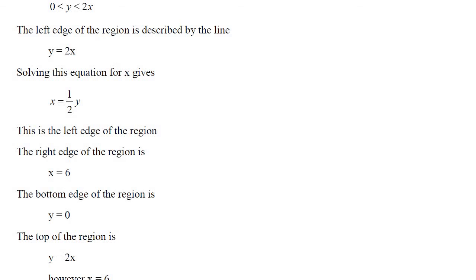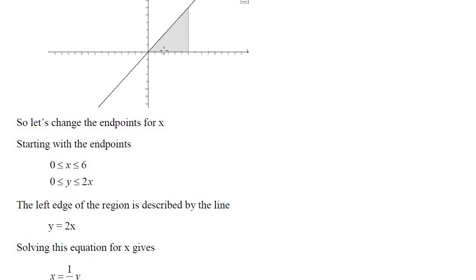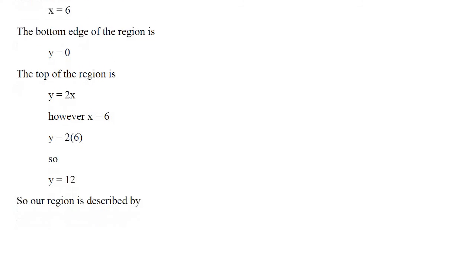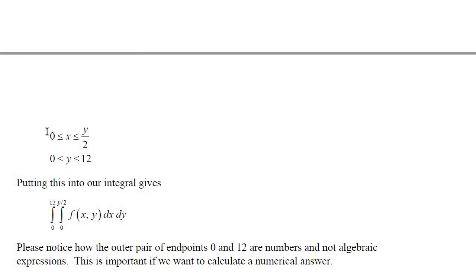So now let's take a look at the bottom. The bottom is going to go from y equal to 0, and then it goes up until I hit this particular cutoff point along the y's, which happens to be y equal to 12. How did I get y equal to 12? Well, I had y is equal to 2x, so when I plug 6 in for x, that gives me y equal to 12. So our region is described as x goes from 0 to y over 2, left edge to right edge, and then my y goes from a bottom edge of 0 up to a top edge of 12.